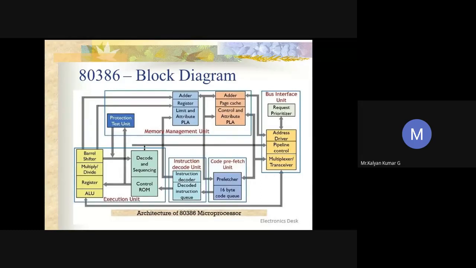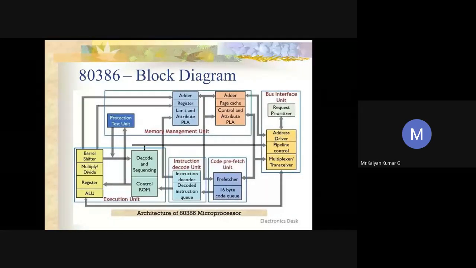The execution unit: we know that in all processors we have an execution unit and a bus interface unit. So whichever processor they ask about, you can blindly mention the bus interface unit and execution unit by default. The other units depend upon the processor.